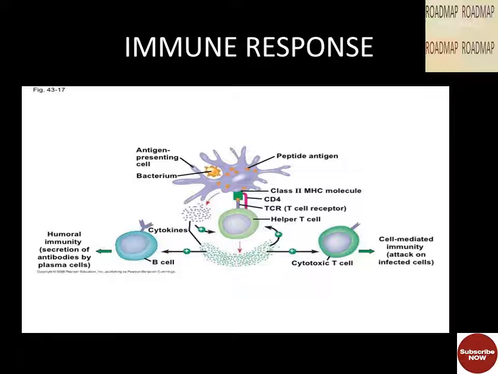The helper T cells secrete interleukin-2, which promotes the proliferation of cytotoxic T cells to attack the infected cells through cell-mediated immunity. And then interleukin-2 activates B cells to produce immunoglobulins, which perform humoral immunity. So this is about the immune response.